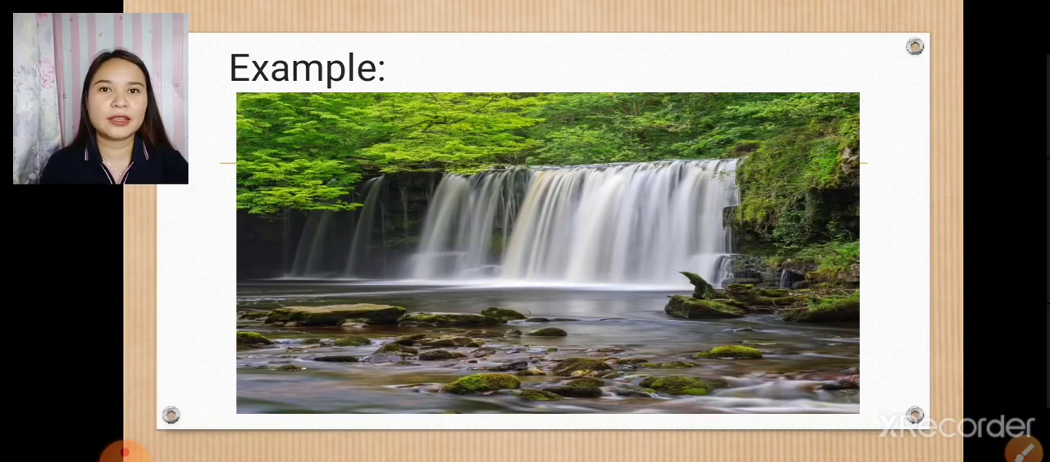For example, tingnan natin, specify natin ngayon kung ano yung denotation and connotation dito sa example picture. So as you can see, yung nakikita natin dito is all about the waterfalls, the trees. Okay.